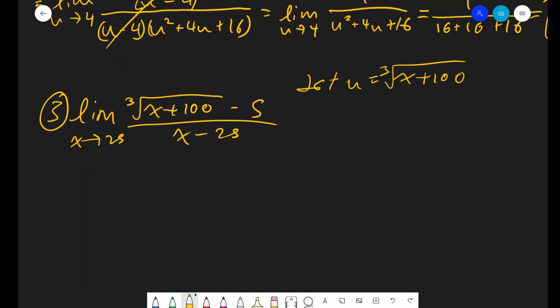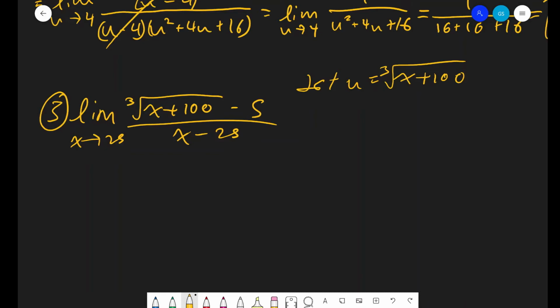Mainly because if you don't have any other thing, if you just have a cube root and something else to the 1, like we have this x over here to the 1, then you can just do some algebraic manipulation to let x equal whatever u is supposed to be. So here's what I mean. Let u equal x plus 100 under the cube root.